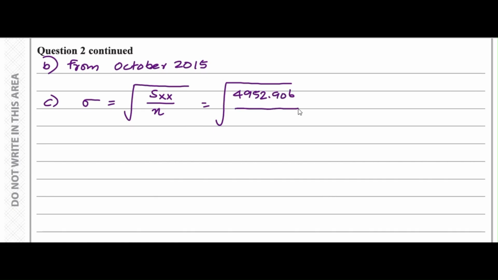The formula for standard deviation from summary statistics goes like this. Sigma equals square root of Sxx divided by n. Going by the numbers given in the question, this is 4952.906 upon 184. Putting this into the calculator, we get 5.188, which is equal to 5.19 degrees centigrade to three significant figures, which is what the question wants us to show.